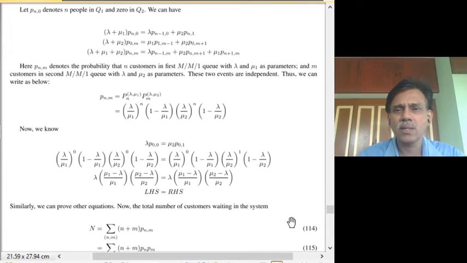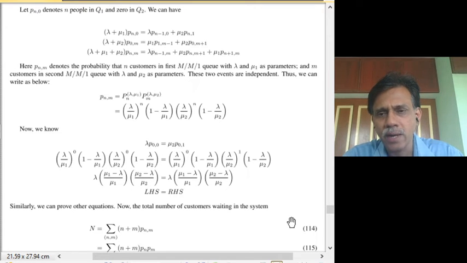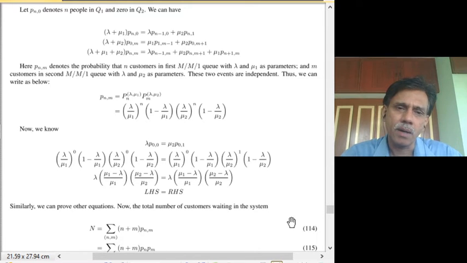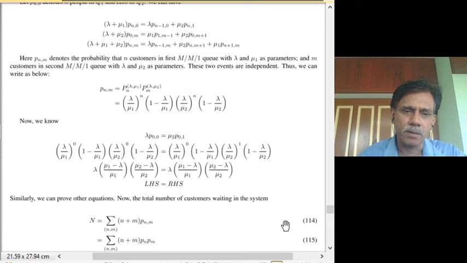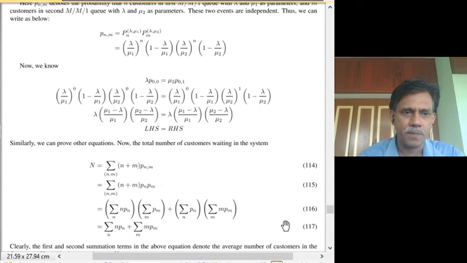Well, now what is it that we have obtained? We have shown that in the case of a tandem of M/M/1 queues, because of Burke's theorem, we can treat them as independent queues, and the probability of the state occupancy, the number of customers in the queuing system, is given by the product of the probabilities. That is the most important inference from this discussion.